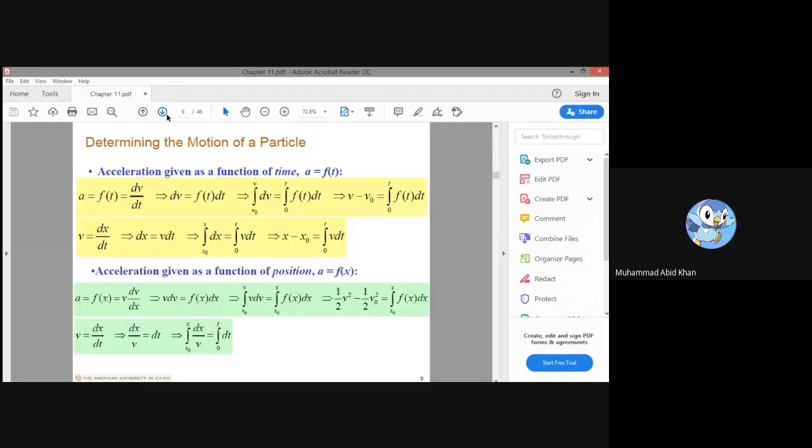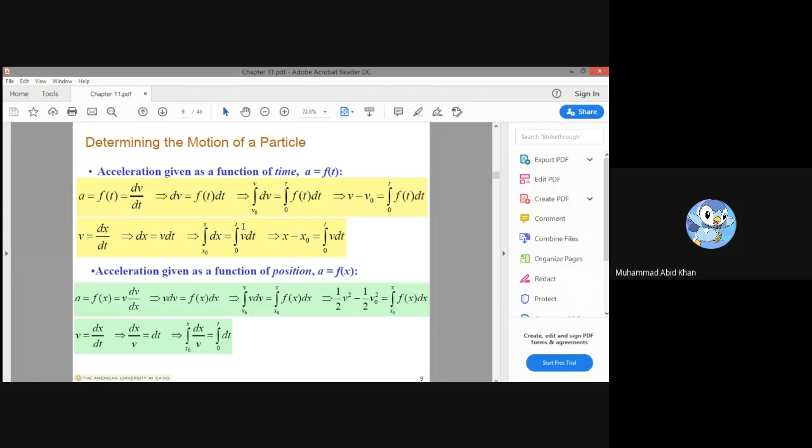Okay, determining the motion of a particle. Acceleration given as a function of time, a is equal to f of t. So the derivative equations are given here, and then the integration. You can derive it. I suppose you know these derivatives and integration, because this course is dynamics. I won't go into calculus 1 or calculus 2. I suppose you know this one.